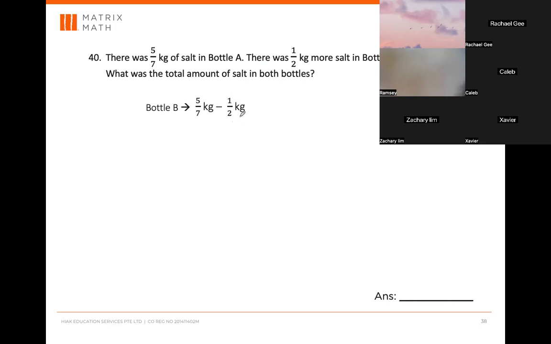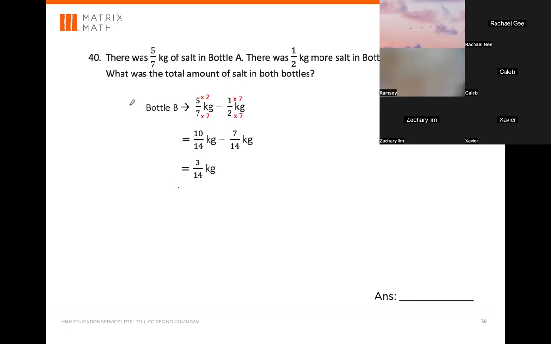When you minus fractions, always remember the denominator has to be the same. So 7 and 2 will be 14, okay? So you will have 10/14 minus 7/14. That gives you 3/14. So which means that bottle B has 3/14 kg, okay?